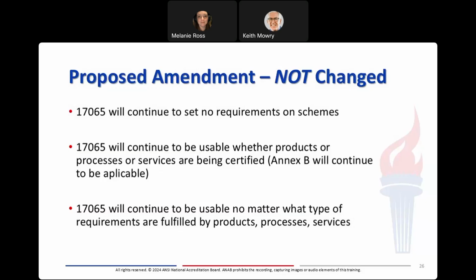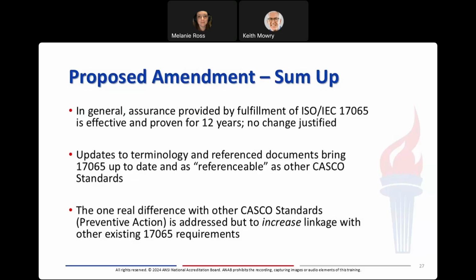17065 will continue to be usable whether products, processes, or services are being certified. In other words, Annex B will continue to be applicable. Annex B shows you literally how to replace words in 17065 so that it reads correctly when you certify services, and how it reads correctly when you certify processes. In addition, 17065 will continue to be usable no matter what type of specified requirements you are using in the scheme to certify products, processes, and services. But really, frankly, there's more that's not changing than what is.